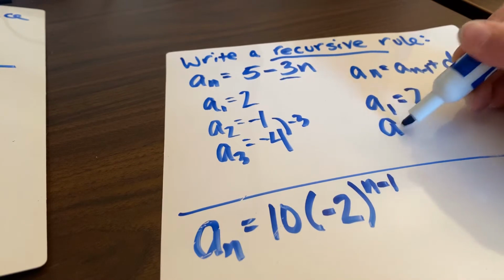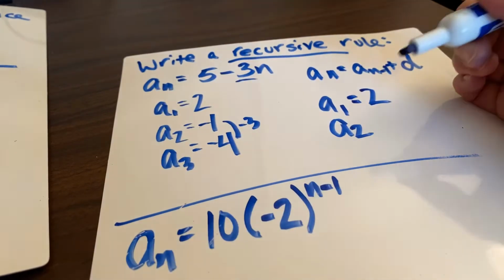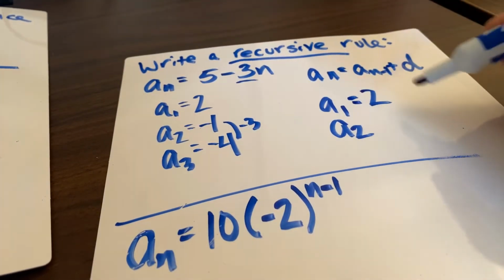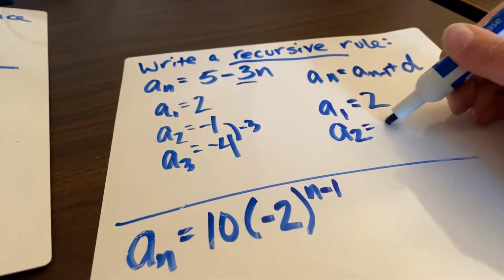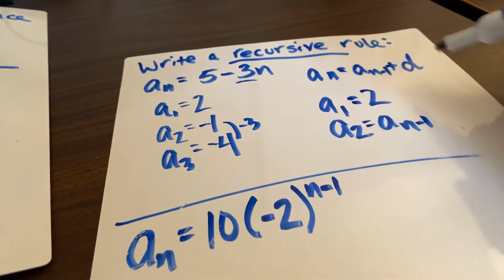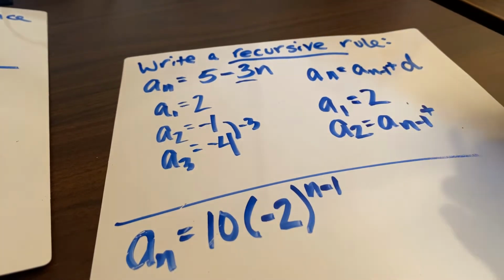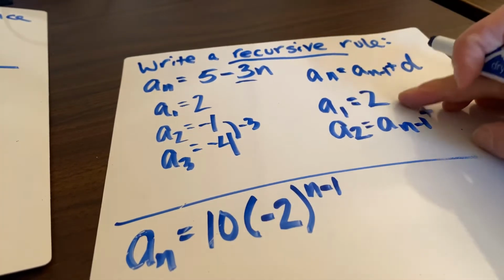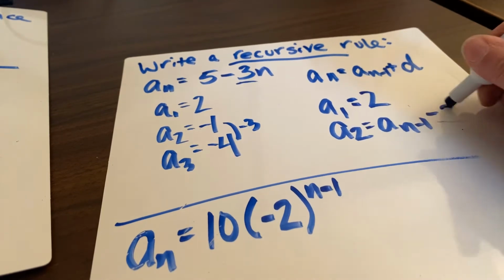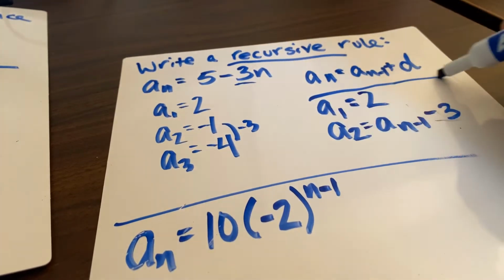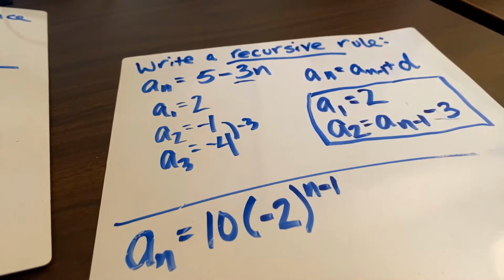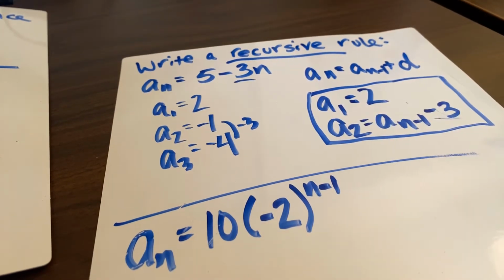And then a sub 2 is a sub n minus 1 plus, well, in this case it's minus, right? Our common difference is negative 3. So it'll be minus 3. And that is our answer for that question.